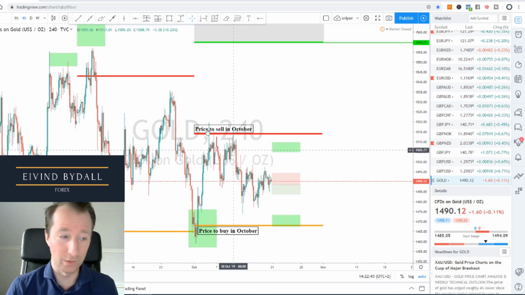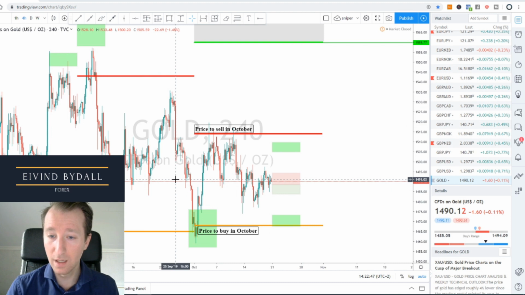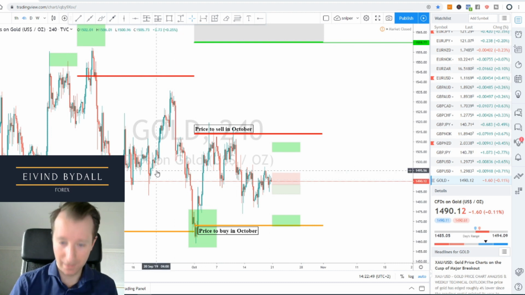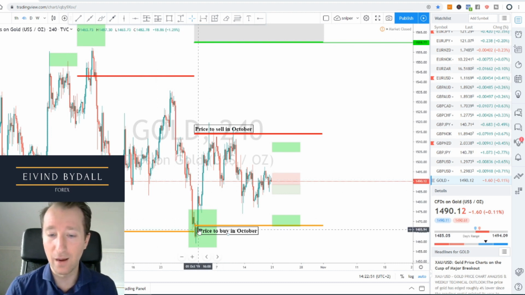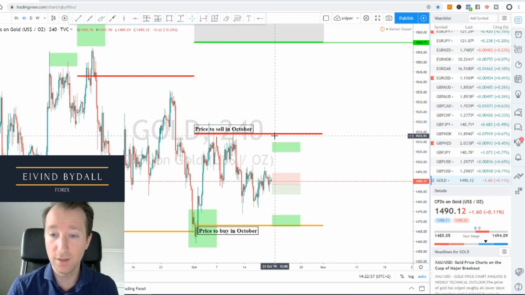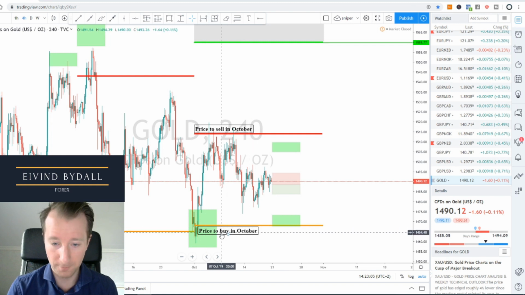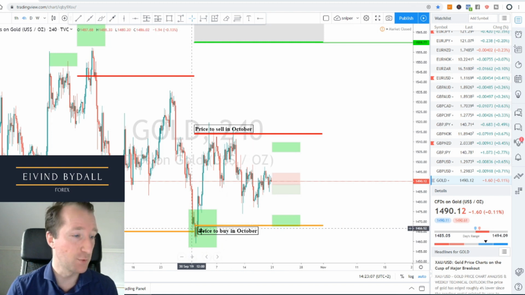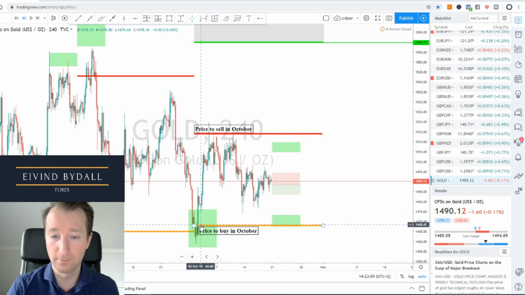Here we have gold. In my trading system, let me give you an introduction. I have a monthly price that I put out every month before the new month starts, every 30th or 31st. Then there is a buy price, then there is a sell price. As you can see, the sell price to sell in October, the price to buy in October. As you can see here, it has respected it beautifully.